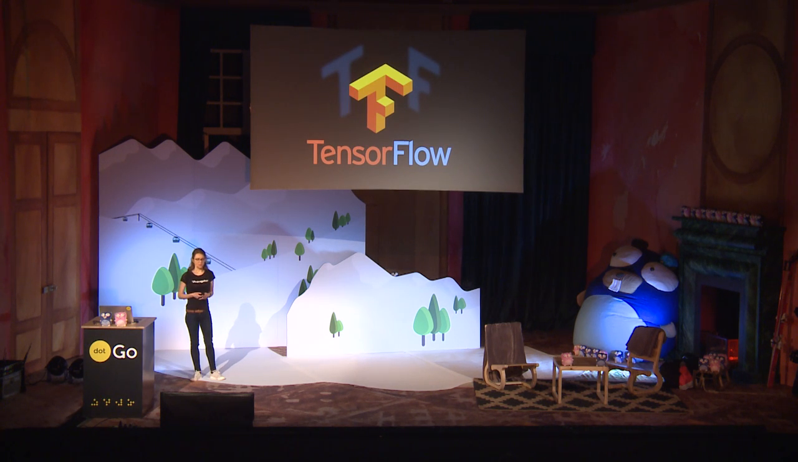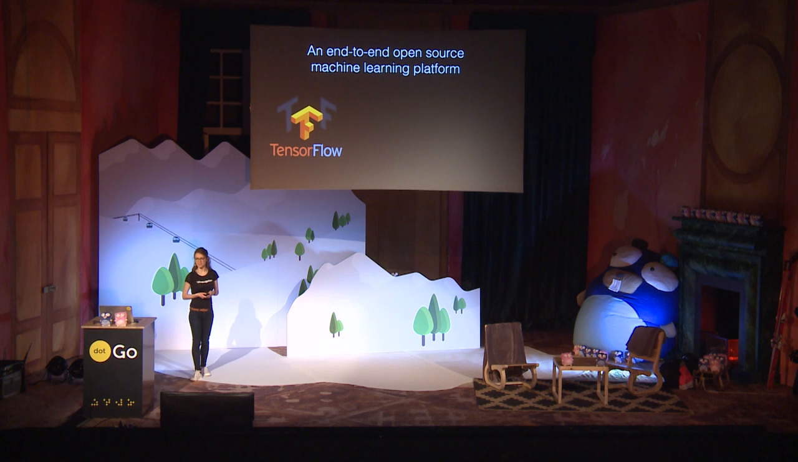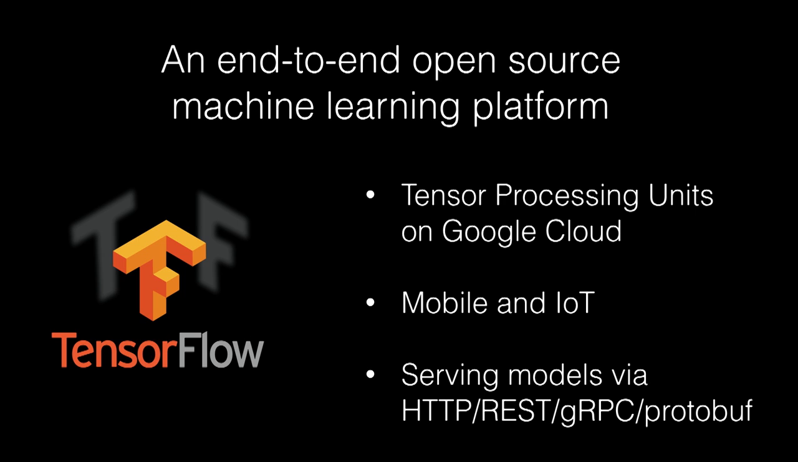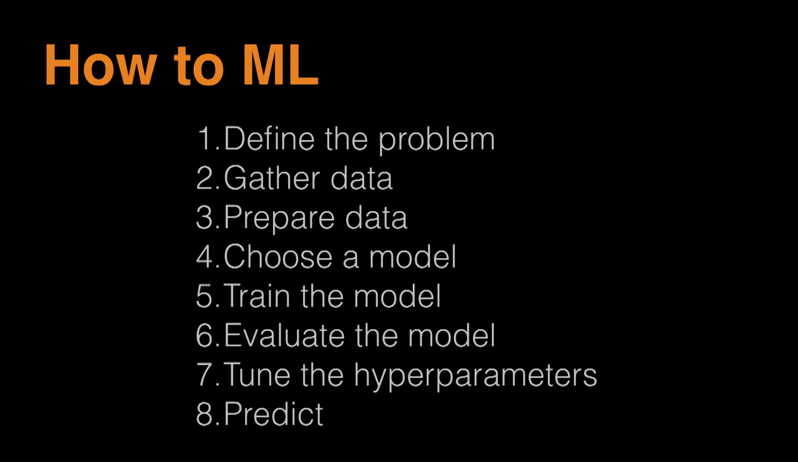You probably all heard of TensorFlow. It's, in short, an end-to-end open source machine learning platform. And last week, the Alpha 2.0 was released. So now you can use it for heavy lifting in the Google Cloud, using their CPUs and GPUs and also the TPUs, the tensor processing units. You could use it for IoT and for mobile, and you can just serve it over the web.